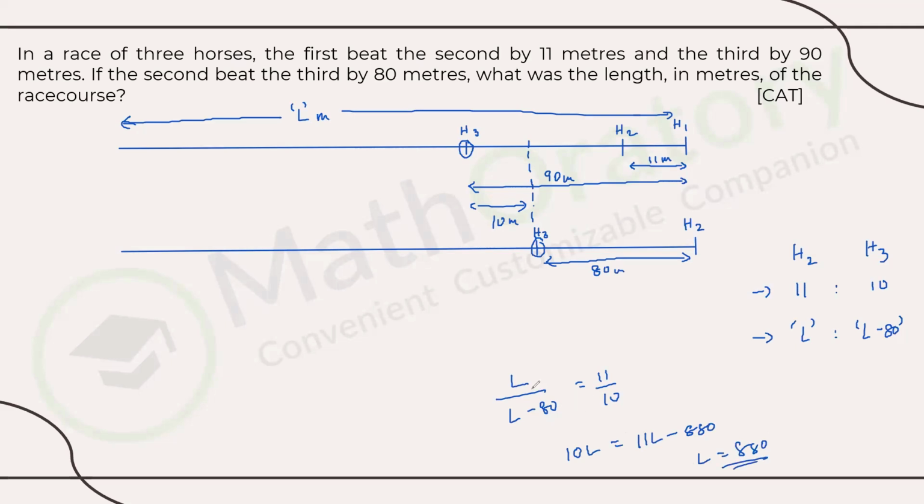I can show you another thing here. What is the difference between the numerator and denominator here? It is 80, right? Now the difference between numerator and denominator on the other side is 1. So if I multiply 80 to the numerator and denominator, then the numerator and the denominator of both the sides become equal, or rather L is 880. That is our answer, right? So either way is fine. So the answer is 880.